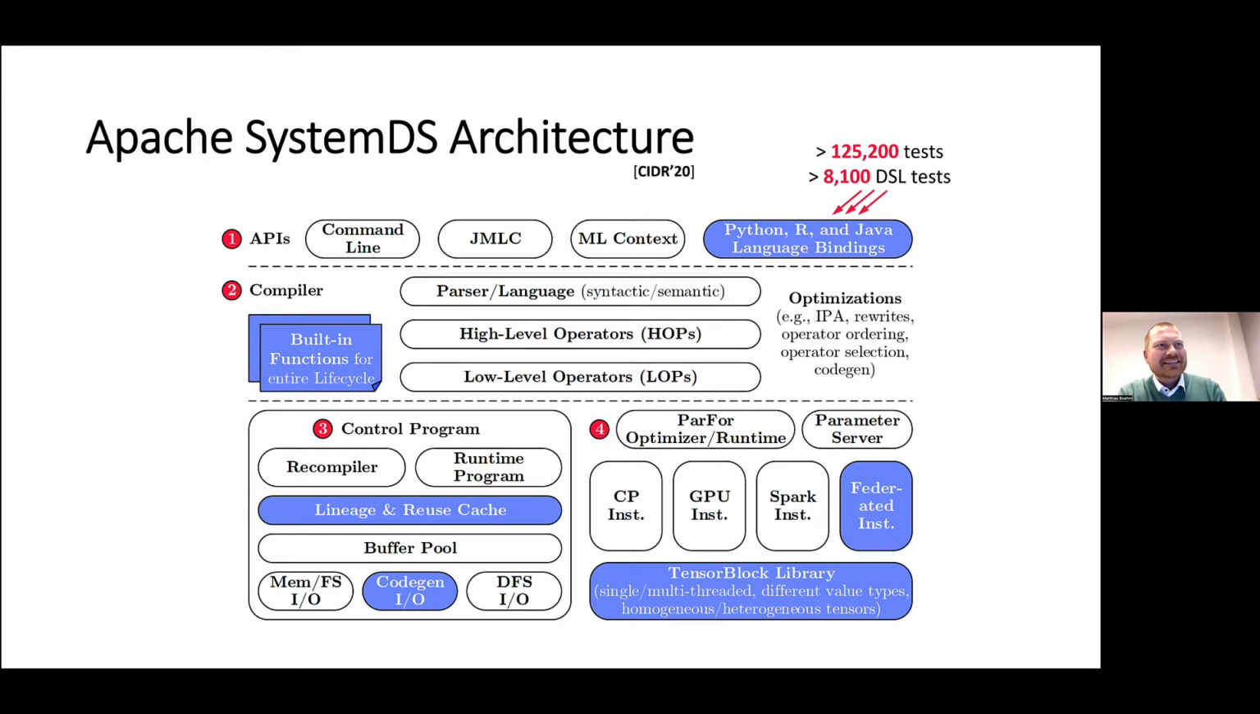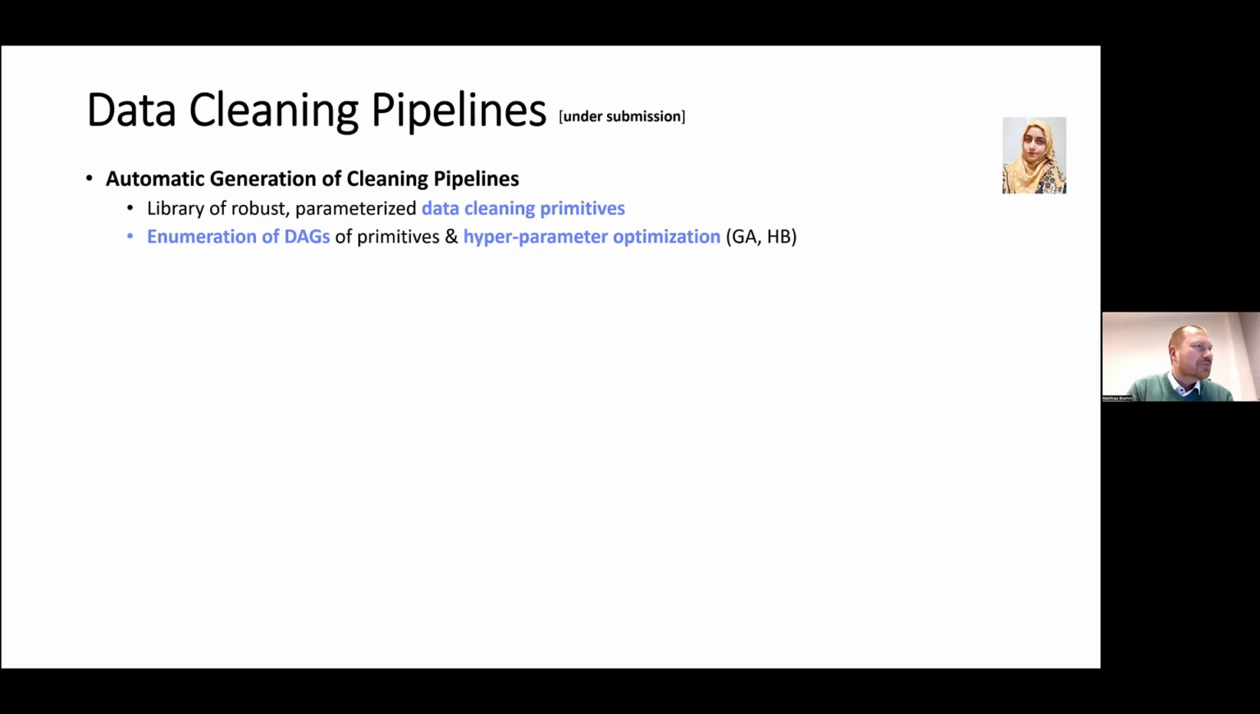All right, in the next couple of slides, I will first show two examples of advanced built-in functions we've been working on. And then we go more into the system internals and talk about a couple of those selected research projects we did in this context. So the first higher-level primitive is this automatic enumeration of data cleaning pipelines. So Shafak did a great job in actually building a robust parameterized library of those data cleaning primitives.